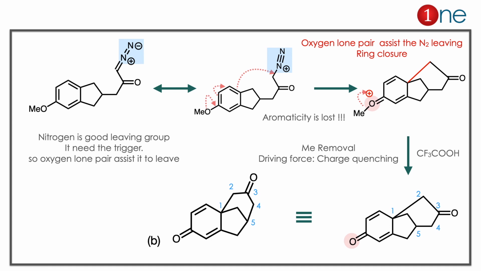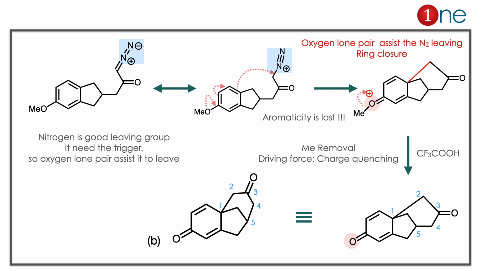So what really happens is you are establishing a new bond between the benzene and the side chain. The oxygen lone pair assists the nitrogen leaving, so it also promotes the ring closure there. In the next step, if you are using acetic acid, it removes the methyl from the methoxy group. So you have to conjugate the charges, and it forms a ketone there. So if you read it nicely, you have the answer B.